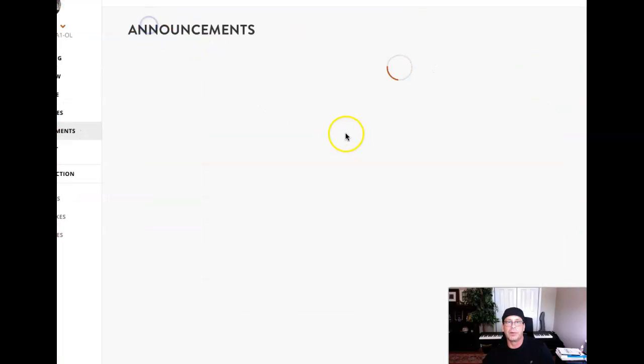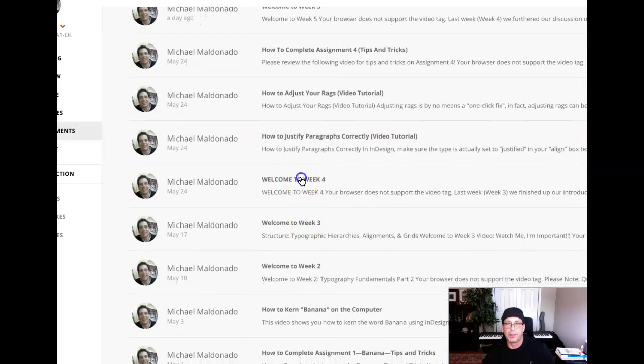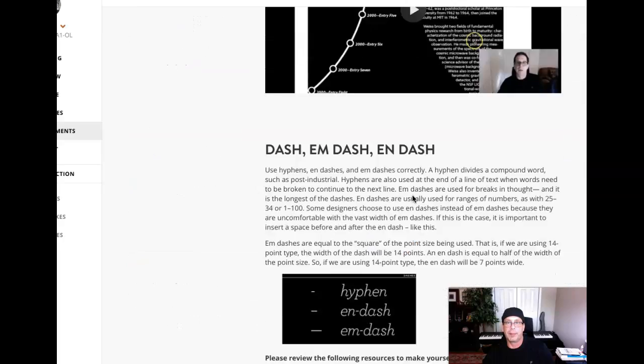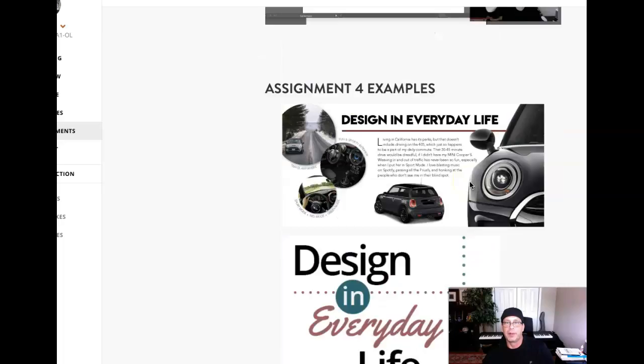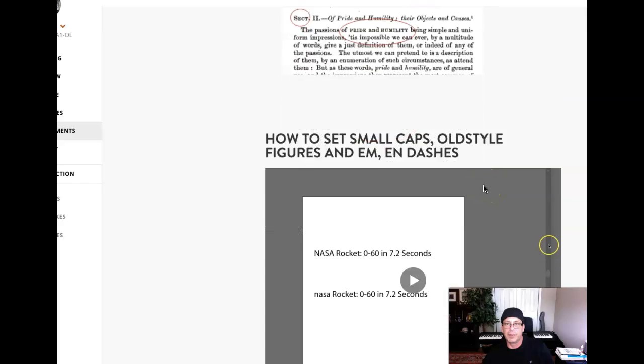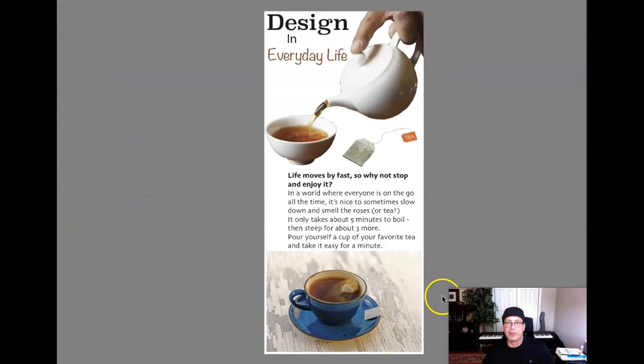And then, of course, tips and tricks, rags. Oh, welcome to week 4. There are some great examples here. This is the one I was talking about right here. And these are all great examples, and I describe why in some of these videos. But this one, take a look at that. That's gorgeous, isn't it? That typographic title treatment. Just beautiful. All right, so anyway, that's where we are. That's where we need to be.